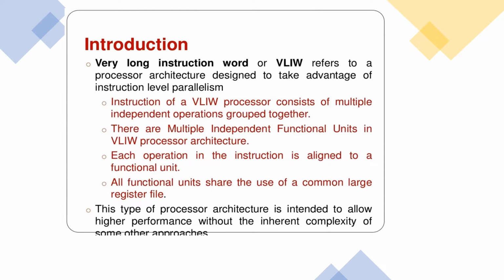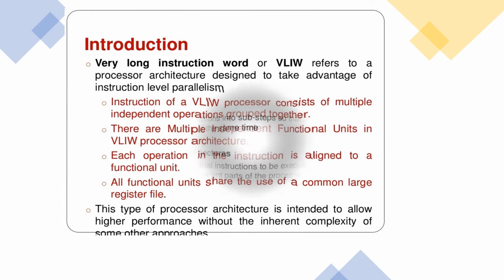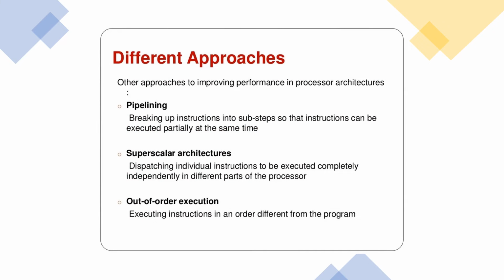Now move to the next slide. Now we talk about different approaches. Other approaches to improve performance in processor architectures are pipelining, superscalar architecture, and out of order execution.